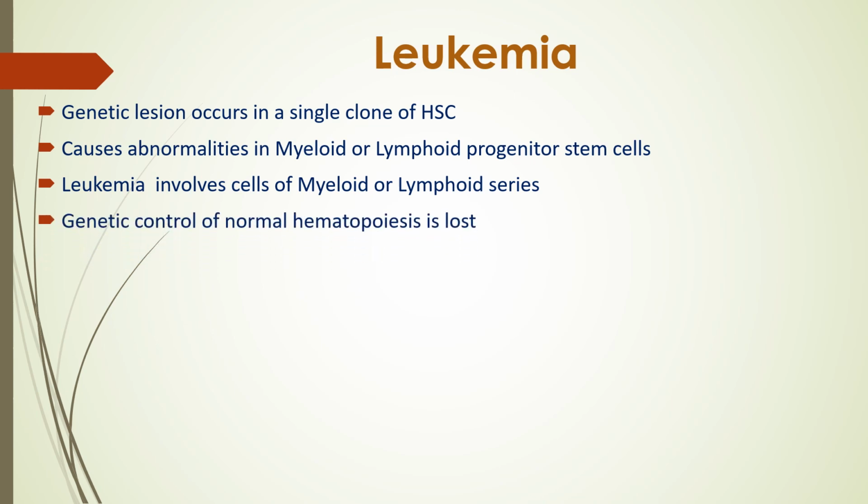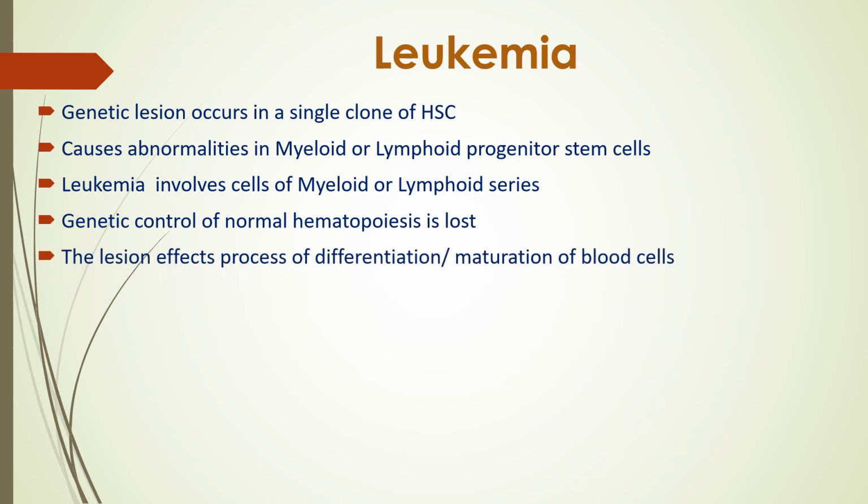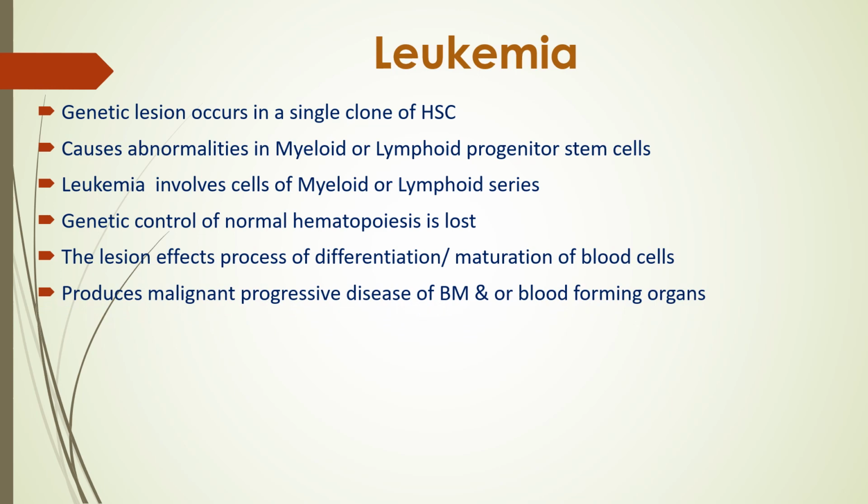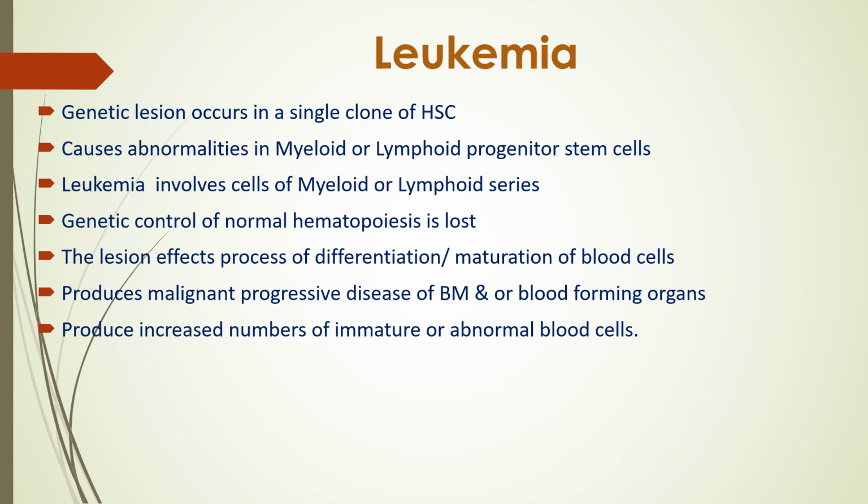Why may the cells be affected? Because the genetic control of normal hematopoiesis is lost due to the genetic lesion in the clone of hematopoietic stem cell. This genetic lesion affects the process of differentiation and or maturation of blood cells. It produces a malignant progressive disease of the bone marrow and or blood forming organs. Due to this genetic lesion, an increased number of immature and abnormal blood cells are produced.